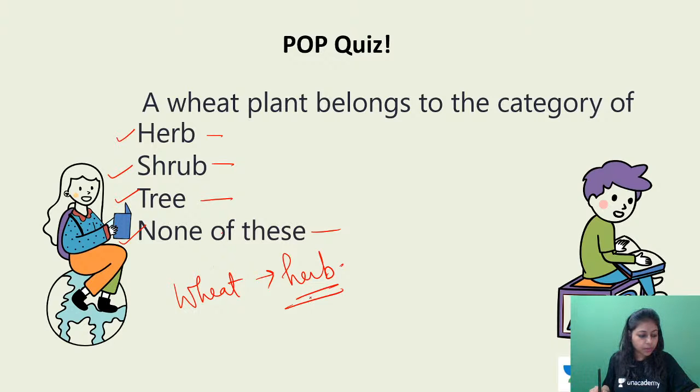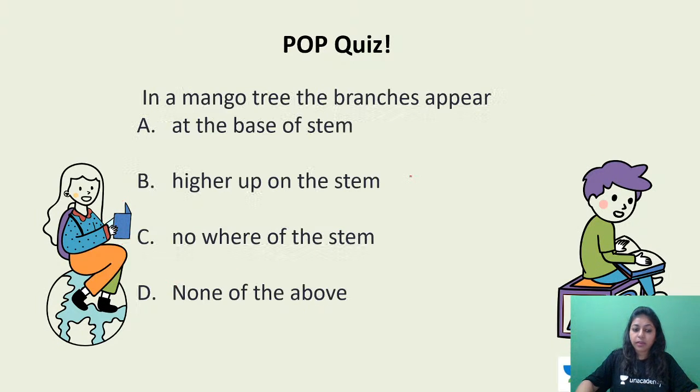So now here we go. The next one we have is, please read it. In a mango tree, where do the branches appear? At the base of the stem, higher up on the stem, nowhere on the stem, or none of the above. You must have seen the mango tree. I have a mango tree in my compound, a beautiful mango tree. So it actually has branches which are higher up on the stem.